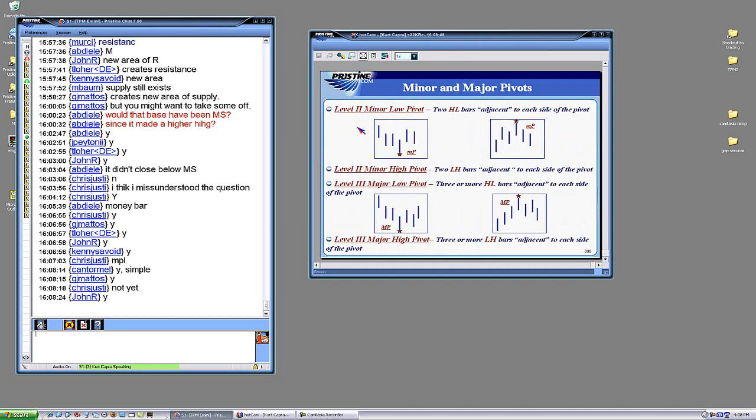Okay, so level 2 minor pivot low has 2 higher low bars adjacent to each side of the pivot. It does not have to be higher low, higher high bars. It just has to be 2 higher low bars to each side. Okay? You can see that here. This is our pivot low. Here is our level 2 minor pivot high. 2 lower high bars adjacent to each side.